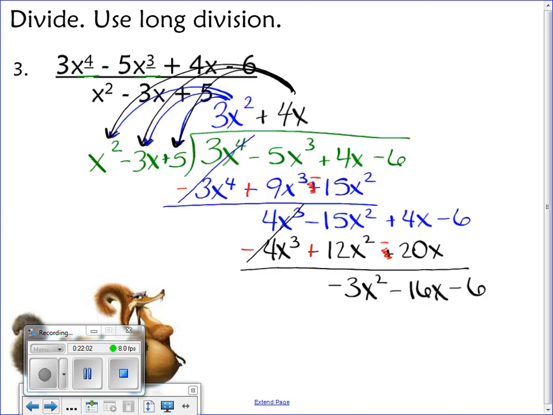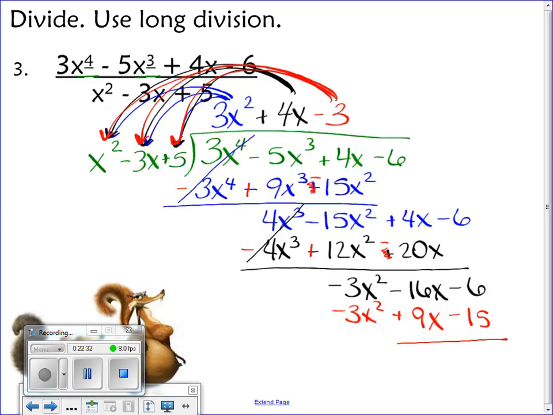Do I keep going? Yeah. What do you multiply x squared to get negative 3x squared? Minus 3. So there's that question some of you had asked. Is that always going to be a minus when I change my sign? Not always. So we'll multiply negative 3 times x squared. Negative 3x squared. Negative 3 times negative 3x. Negative 3 times 5. Then what? Change your signs.